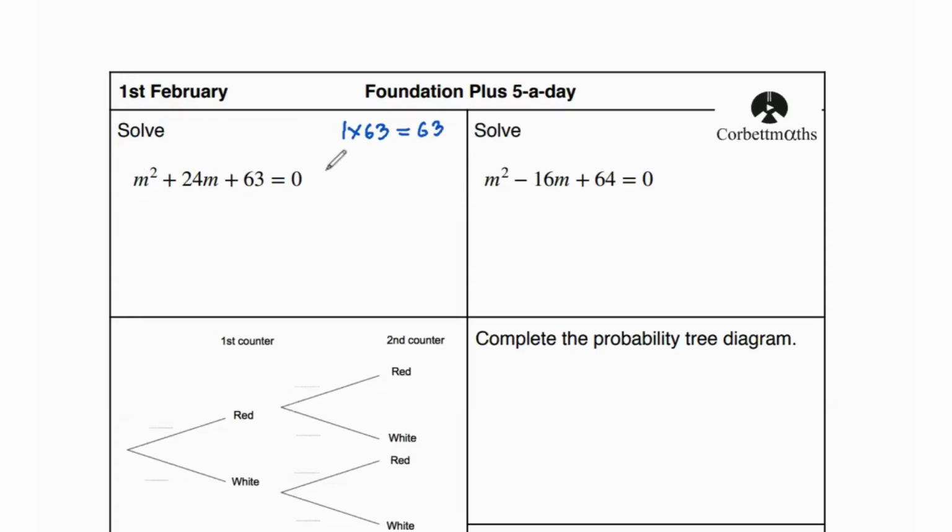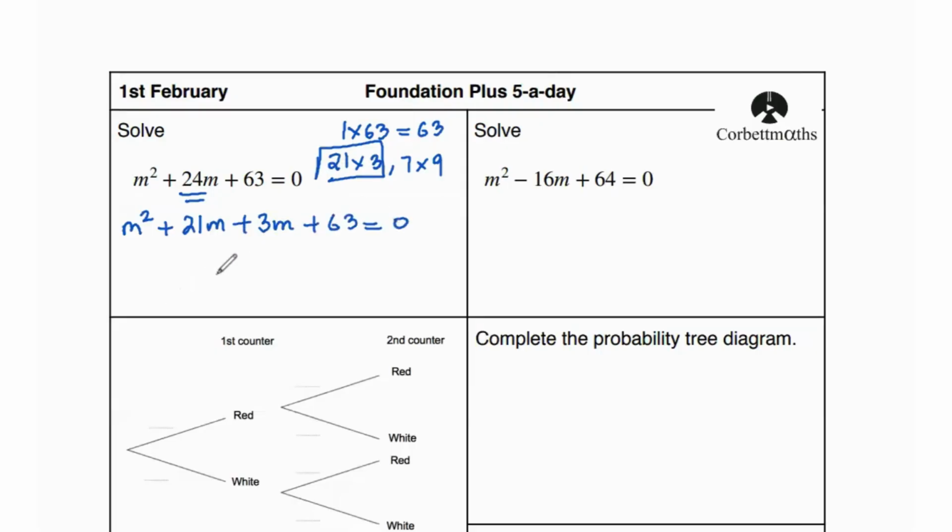So 63 comes in the 3 times table, it's 21 times 3. And 63 comes in the 7 times table, 7 times 9. So we have to pick that set of factors which when added or subtracted gives us the middle term, which is 24. We can clearly see that 21 plus 3 will equal 24. So we'll replace 24m with 21m plus 3m and everything else stays as it is.